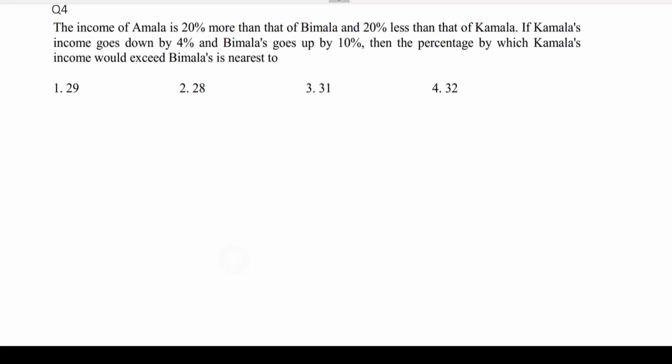Question number 4. The income of Amla is 20% more than that of Bimla and 20% less than that of Kamla. So there are 3 persons, Amla, Bimla and Kamla. The income of Amla is 20% more than that of Bimla. Let's assume that the income of Bimla will be 10. Then the income of Amla will be 12, 20% more.